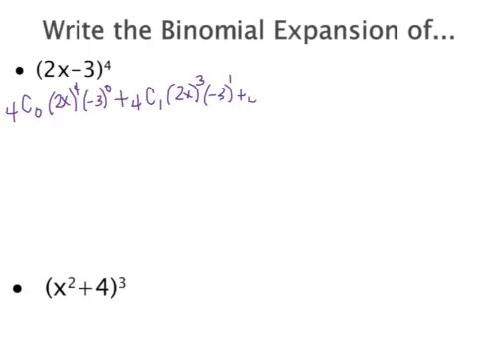Then we're going to move to 4 combinations of 2. 2x is now raised to the second power. Negative 3 is now raised to the second power.